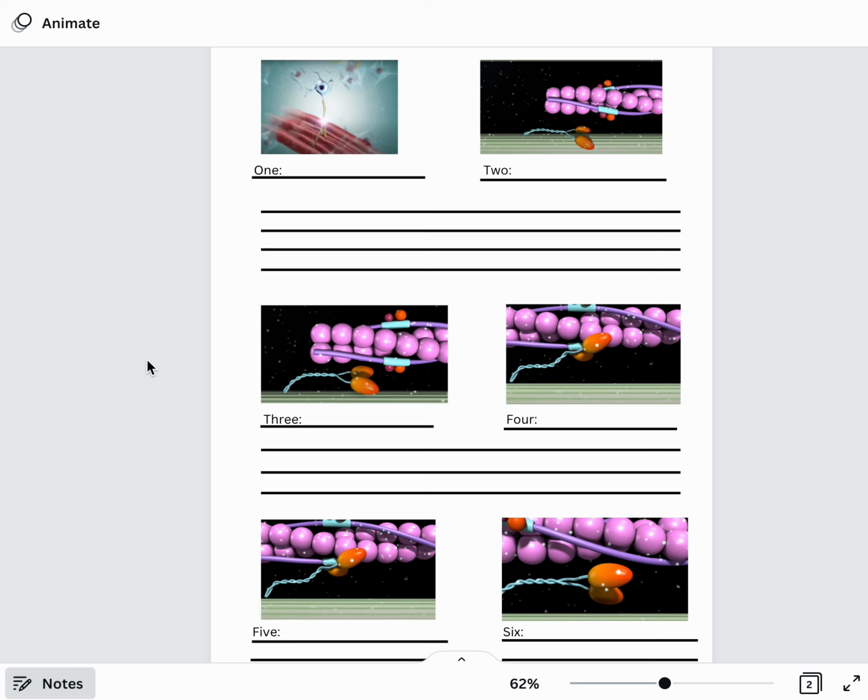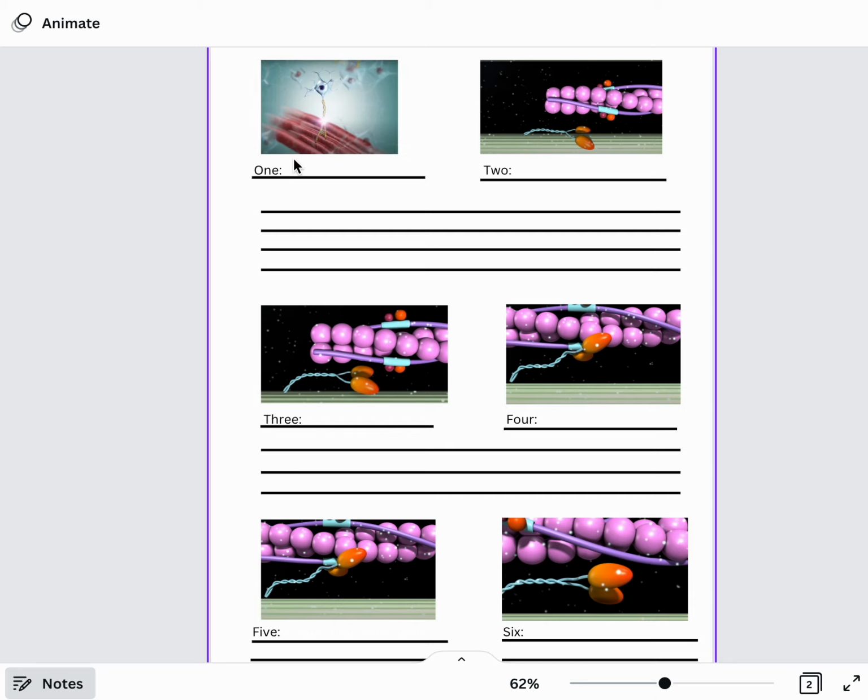Make sure you take good notes, pay close attention, and I will be highlighting the different steps and also the other things that you need to note. So this is the process of the sliding filament theory. In blank number 1, write down nerve impulse arrives. This is the first step.